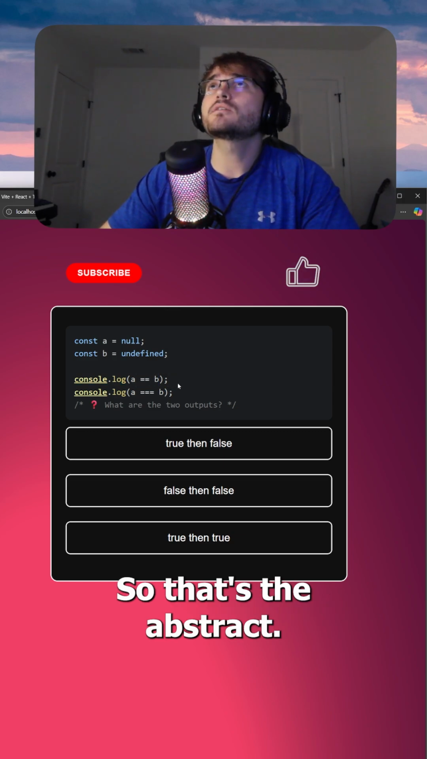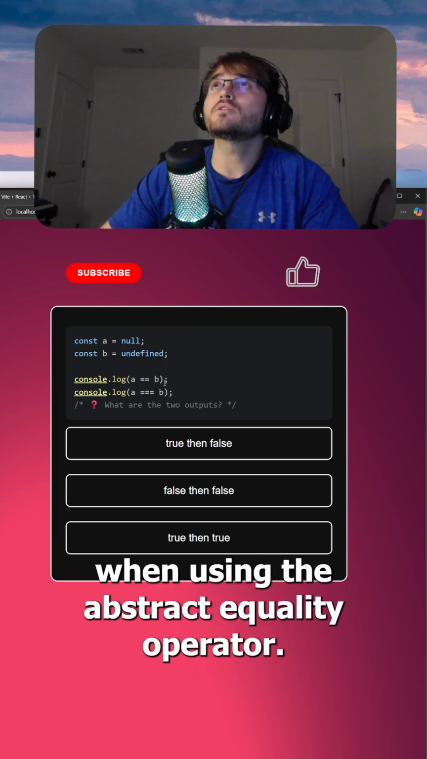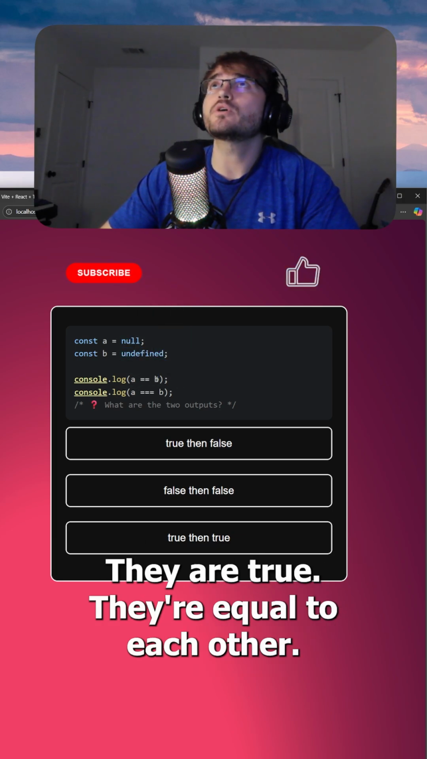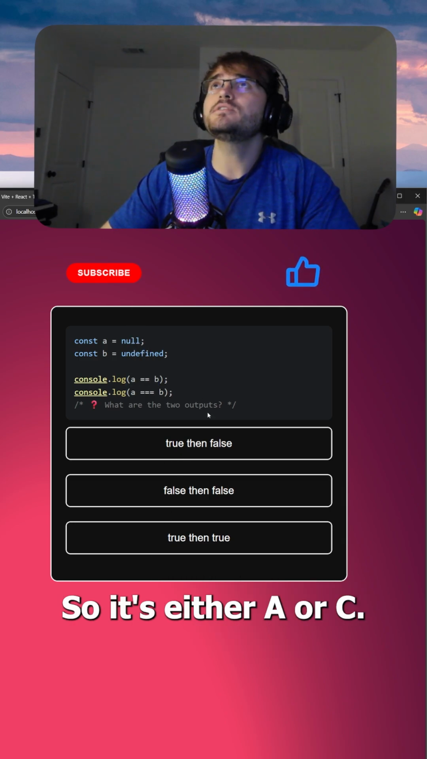So that's the abstract. And there's a special rule that null and undefined, when using the abstract equality operator, are true. They're equal to each other. So we're looking for true, so it's either A or C.